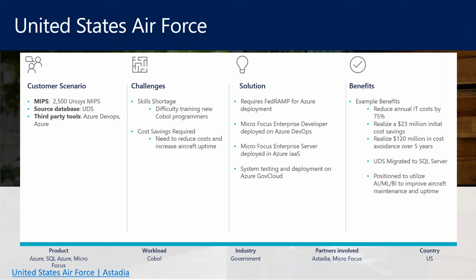They were able to save about 75% of their cost by getting off this Unisys mainframe and utilizing the Azure services and capabilities instead. So again, this one used Micro Focus technologies for the COBOL compiler, and it did allow them to move from their mainframe database, UDS, up to SQL Server. So they're now able to start taking advantage of new cloud-based technologies to improve the maintenance on the aircraft, improve the airworthiness and the uptime of the aircraft as well. And next slide.